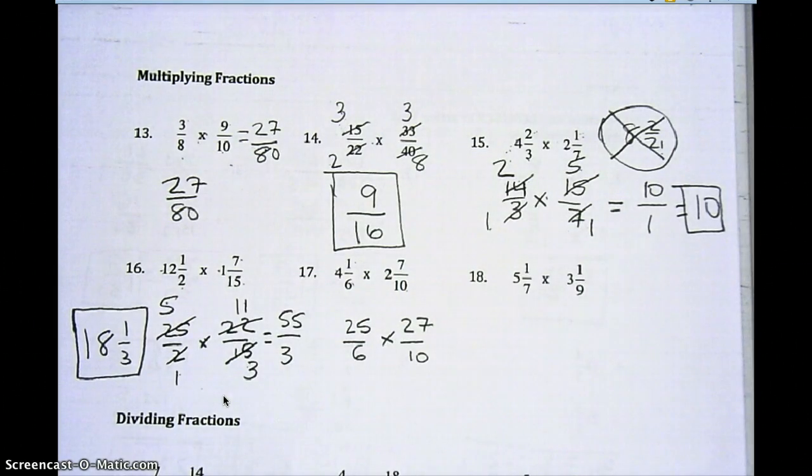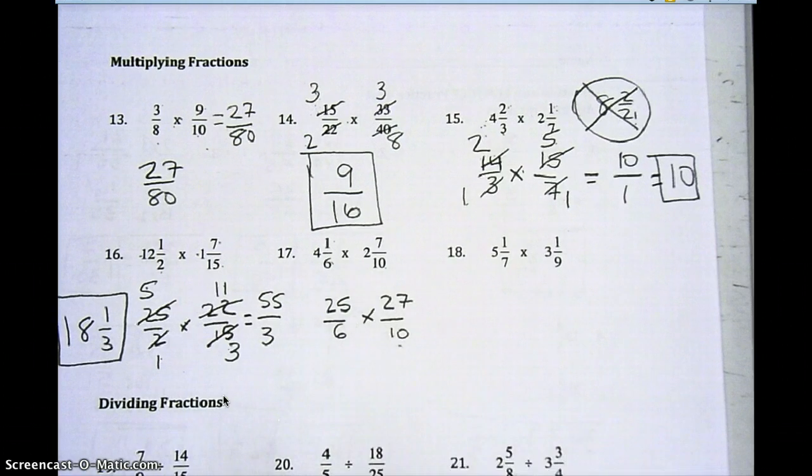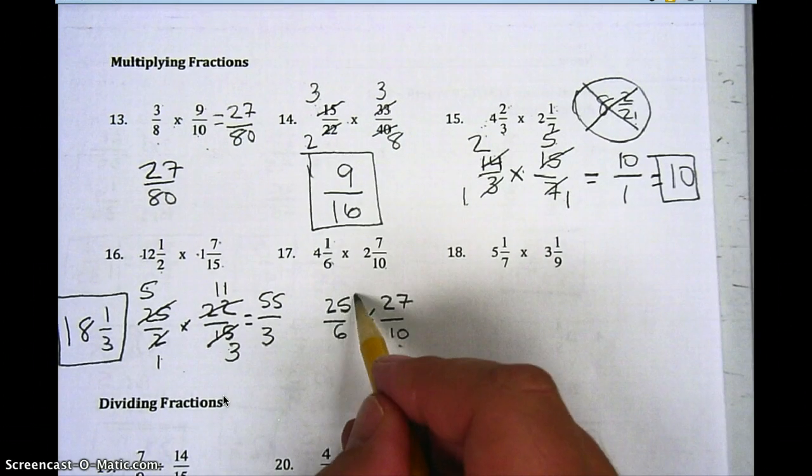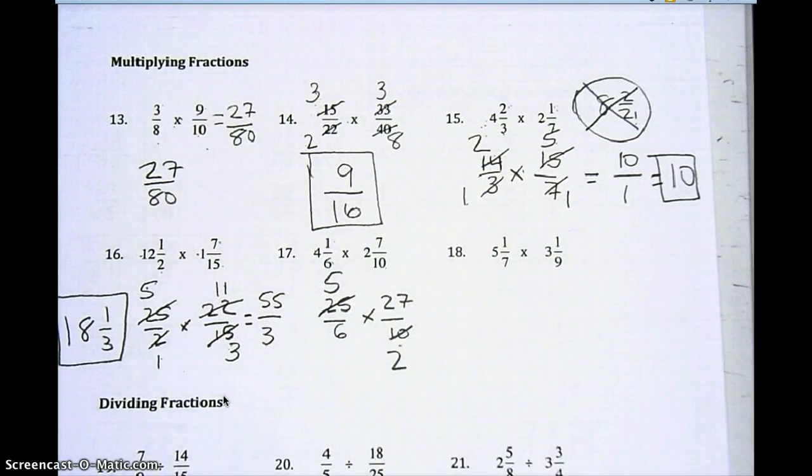Now I don't want to multiply those big numbers and then try and reduce, because that would be really difficult. So what I'm going to do instead is reduce it now and then multiply the smaller numbers. So if I look at the two numbers, I have 25 and I have 10. Both of those numbers are divisible by 5 because they end in 0 and 5. So 25 divided by 5 is 5. 10 divided by 5 is 2.